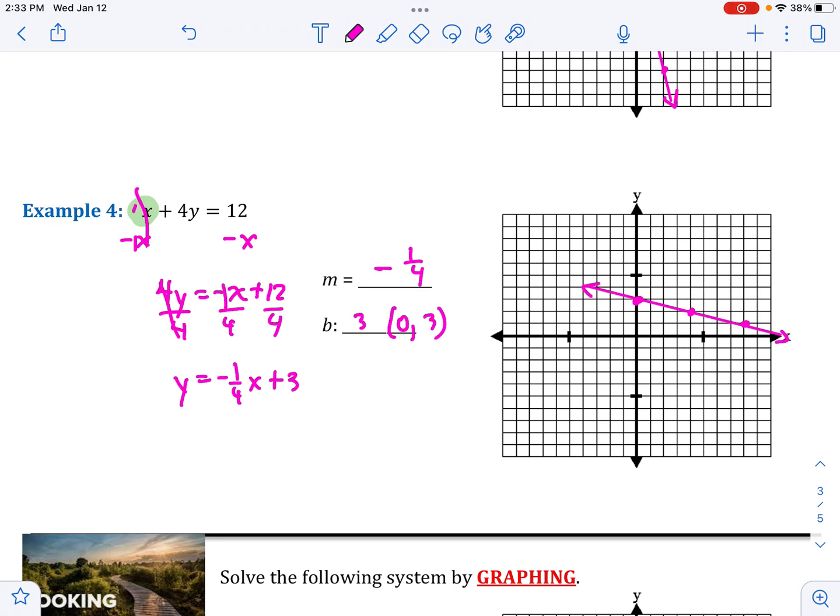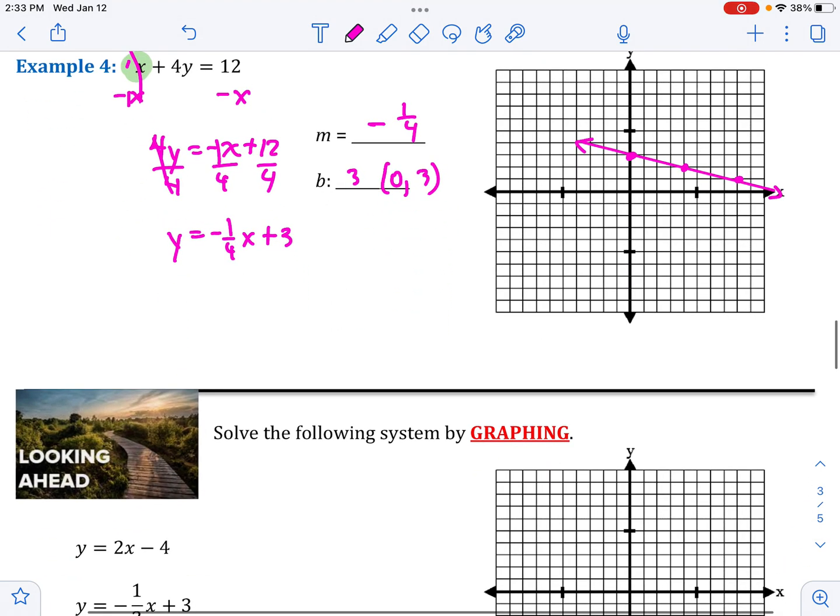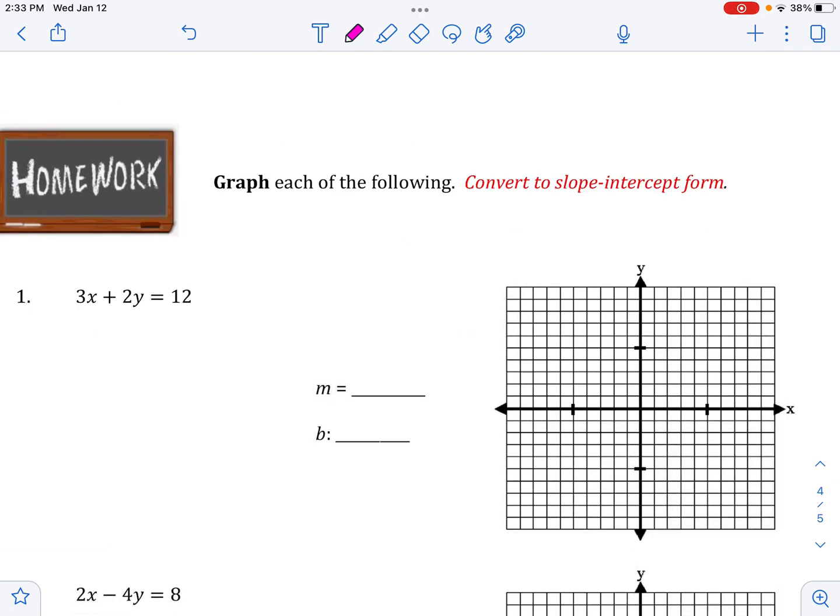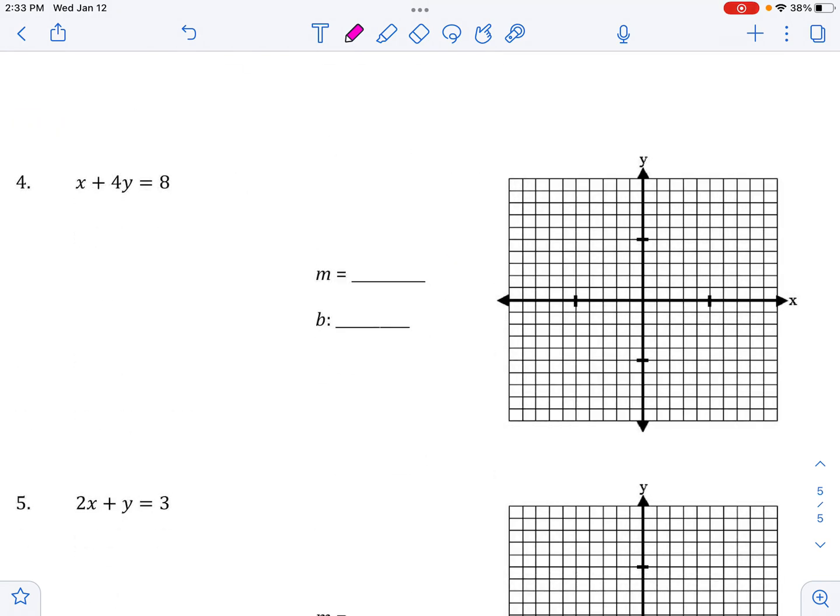And that's it. That was our goal for today. All right, you can skip this question. We did this one together in class. And then your homework is page 4 and page 5, where you need to convert the equation into slope-intercept form like we did, identify the m and the b, and then graph. Okay? All right, reach out to me if you have any questions.